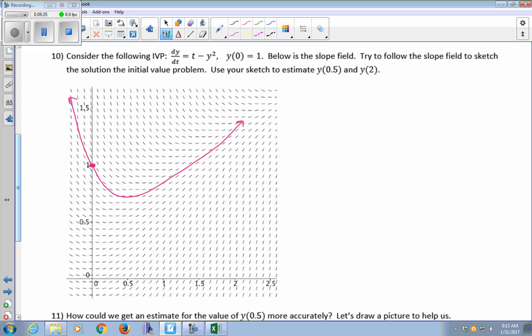Okay, so I want to use my sketch to estimate y of 0.5. So here's 0.5. I go up to my sketch. What does it look like the y value is there? Sure, 0.8. So according to my sketch, y of 0.5 looks like 0.8. And let's try y of 2. Go over to 2, go up to my graph. That was a terrible horizontal line. 1.3 maybe.